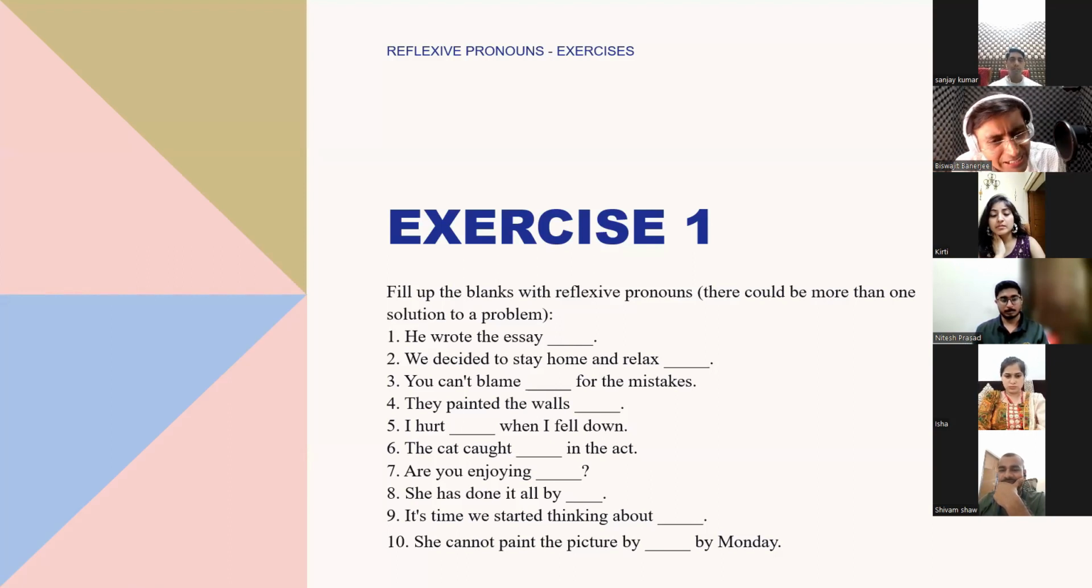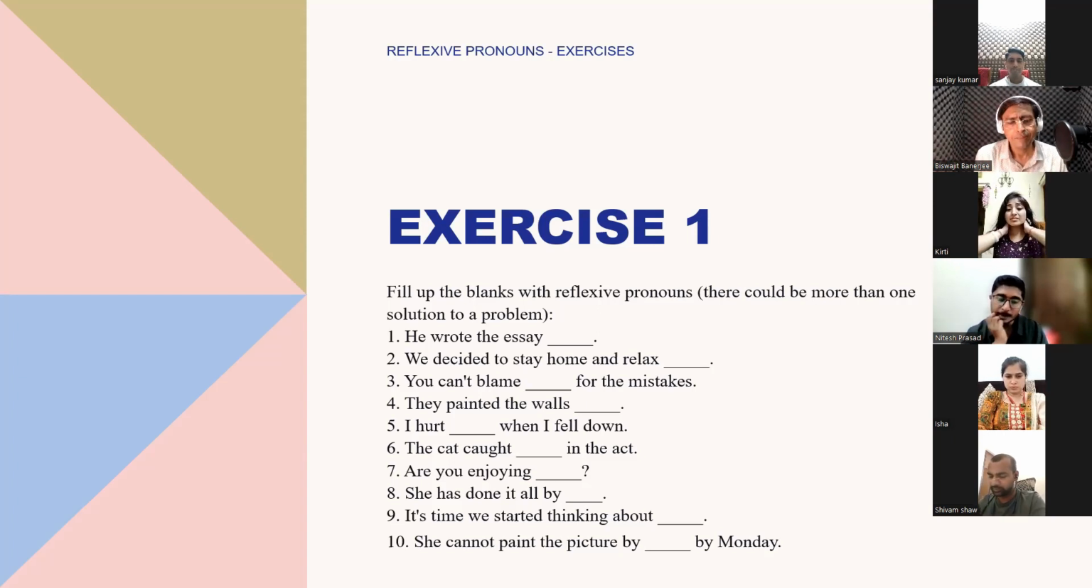He wrote the essay dash. The answer is he wrote the essay himself. Why? Because he and himself are the same person. Here, the doer and the receiver of the action are the same. That is how reflexive pronouns are identified, right? He wrote the essay himself. That's it. Okay, Sanjay. He wrote the essay dash. He wrote the essay himself.